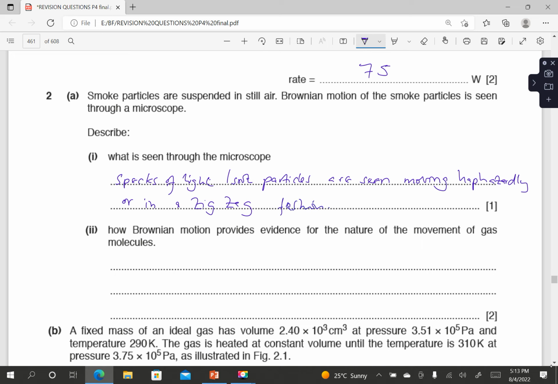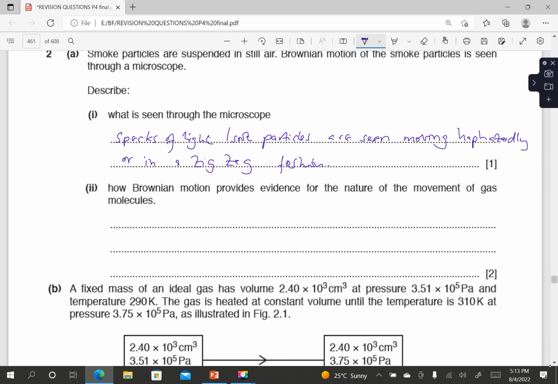So that is what was observed with those tiny particles when viewed through a microscope. Okay, then describe how Brownian motion provides evidence for the nature of the movement of gas molecules. So why do we have a zigzag fashion? It is because the gas molecules are colliding with the smoke particles, which cause the zigzag motion of the smoke particles. Hence, we conclude that the gas molecules are in continuous random motion.